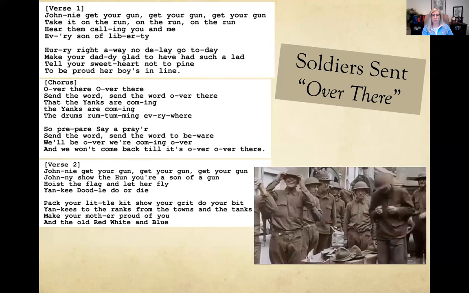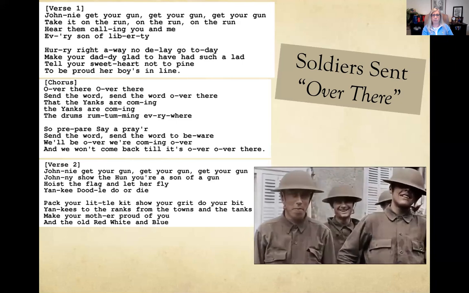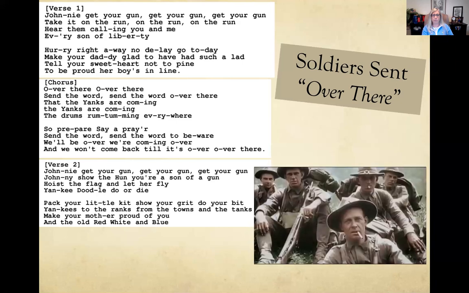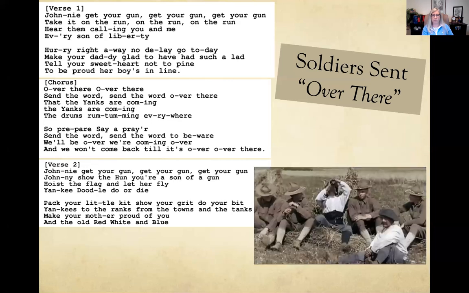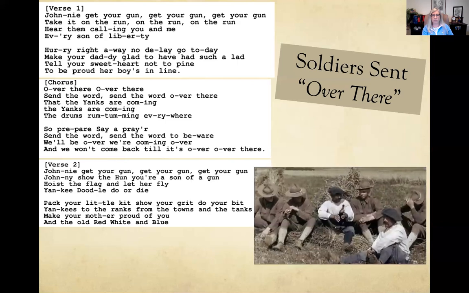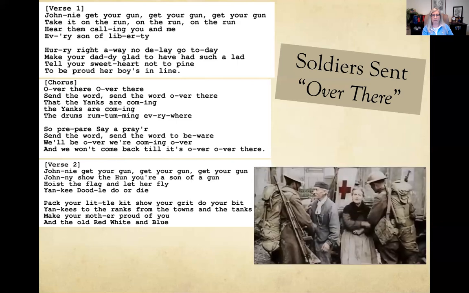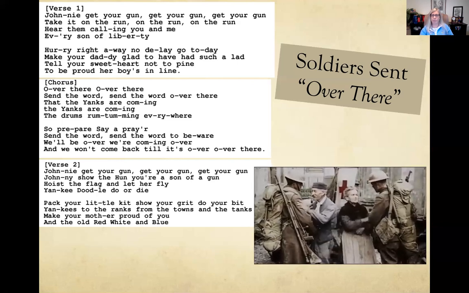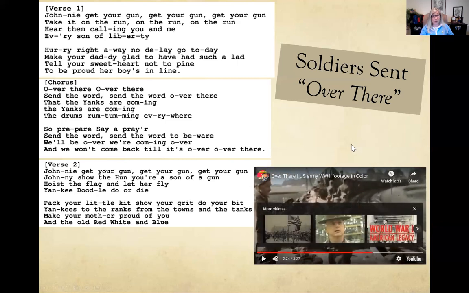Johnny, get your gun, get your gun, get your gun. Johnny, show the Hun you're a son of a gun. Hoist the flag and let her fly, Yankee doodle do or die. Pack your little kit, show your grit, do your bit. Yankees to the ranks, from the towns and the tanks. Make your mother proud of you, and the old red, white, and blue. Over there.